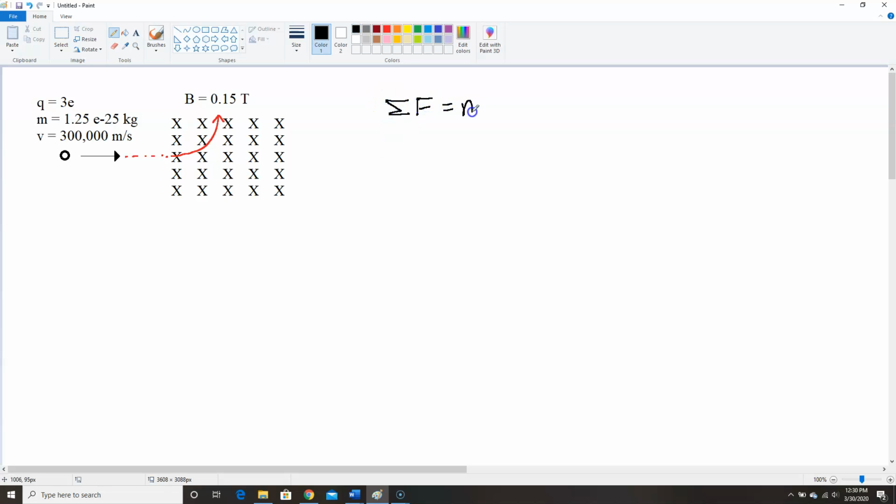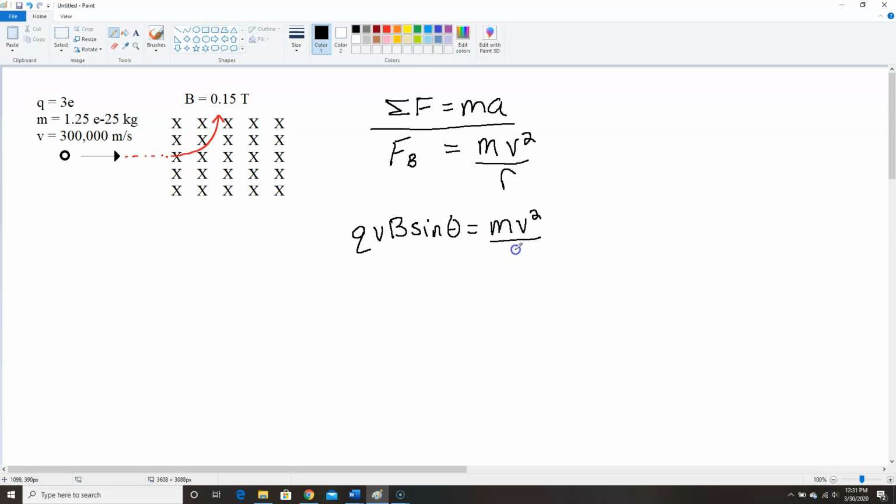But the key thing to keep in mind is that when we do the summation of forces, it does equal ma, but specifically since it is going to travel in a circle, we want the circular acceleration, v squared over r. The only force present is the magnetic force, and the magnetic force on an individual particle is qvB sine theta, and that's going to equal mv squared over r. So I can cancel out one of these velocities. The magnetic field is going into the page and the velocity is to the right, so they're 90 degrees apart. Sine of 90 degrees is 1.